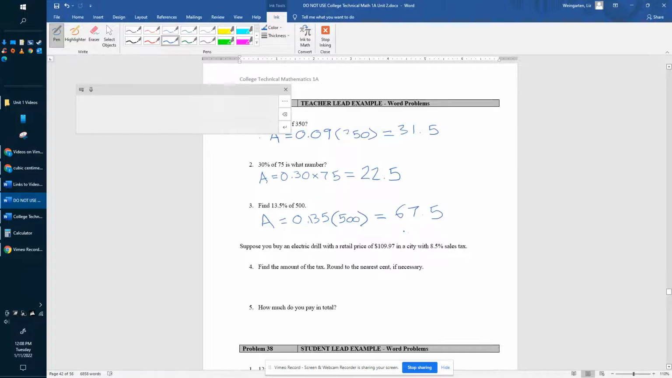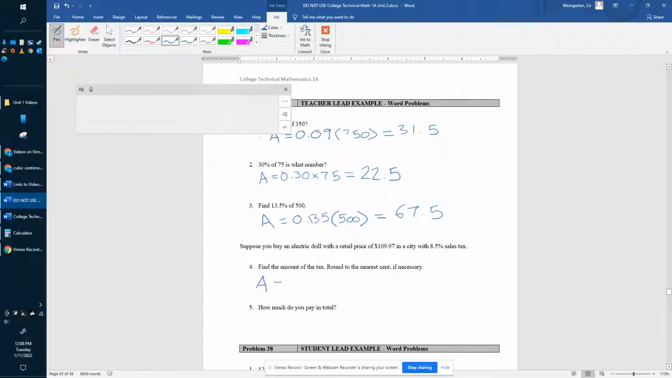So here's an actual word problem with percentages. Suppose you buy an electric drill with a retail price of $109.97 in a city with an 8.5% sales tax. What is the amount of sales tax going to be? So we have the original amount and then we have the sales tax. So we need to find the amount of sales tax.